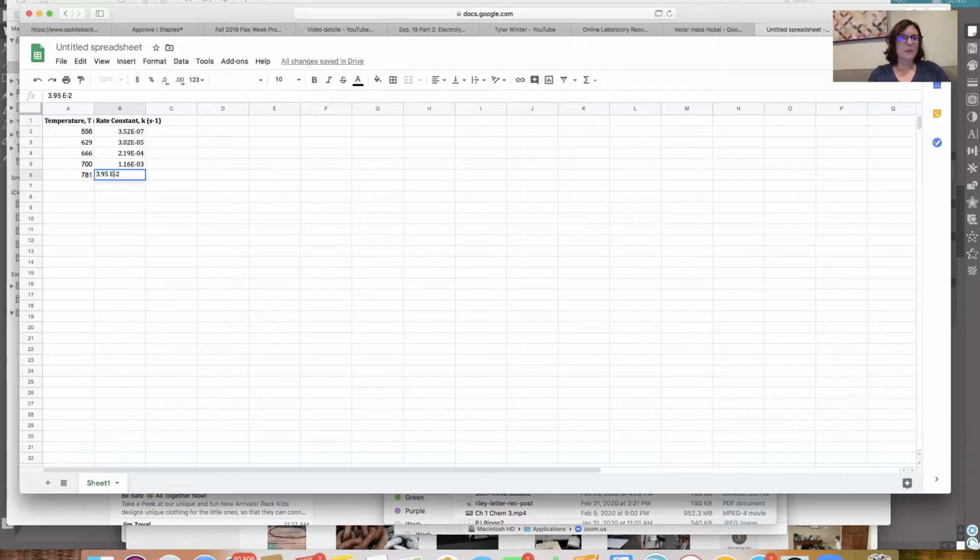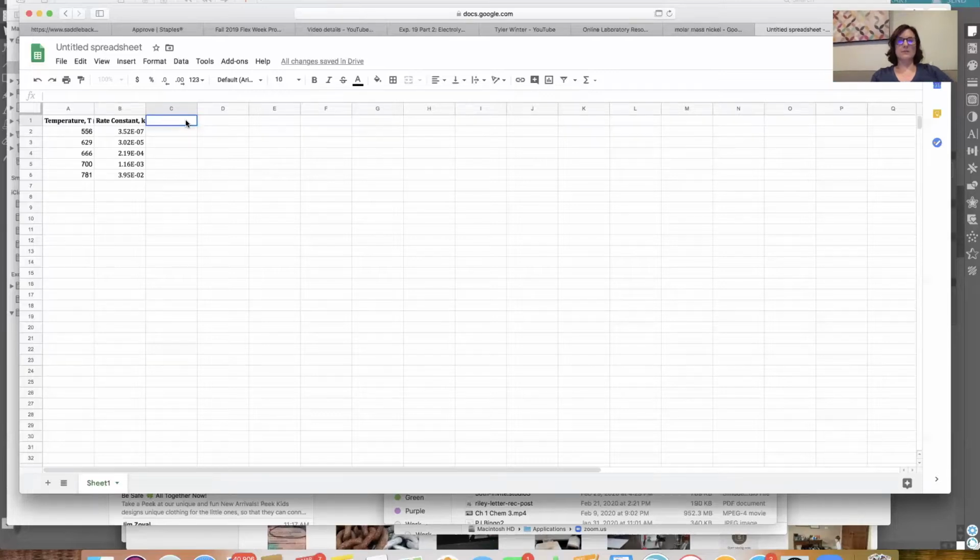If you remember from the graphing activity, or if you go back and look, if I just graph temperature and rate constant, I'm not going to get a linear graph. And we want linear graphs, because it's going to enable us to use the trend line to figure out different things. So I need to manipulate this data.